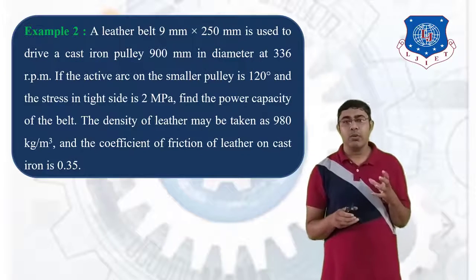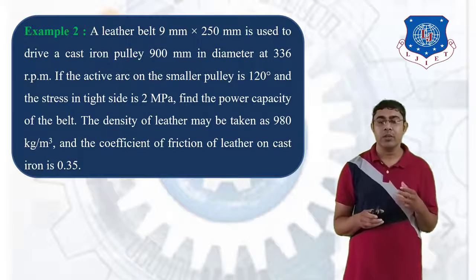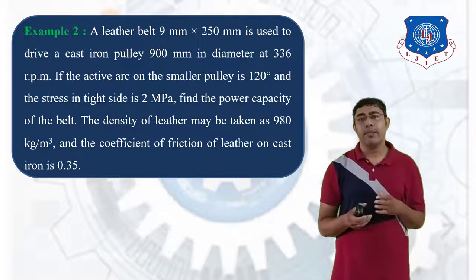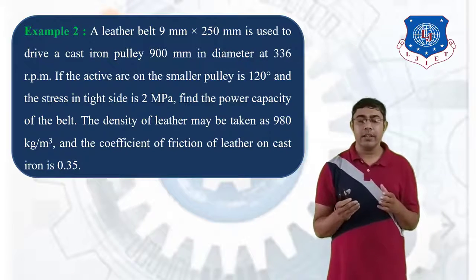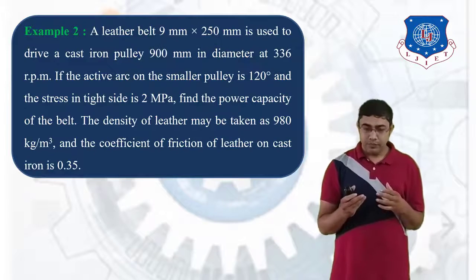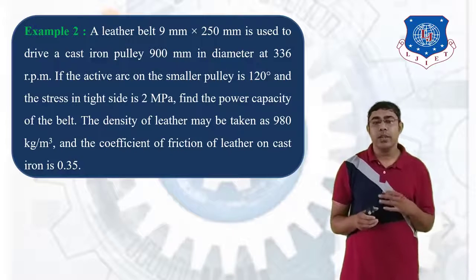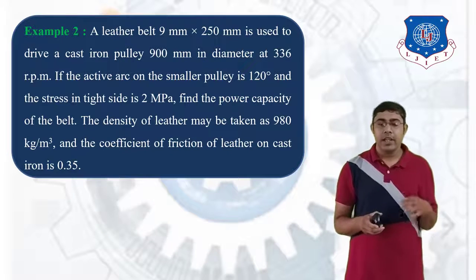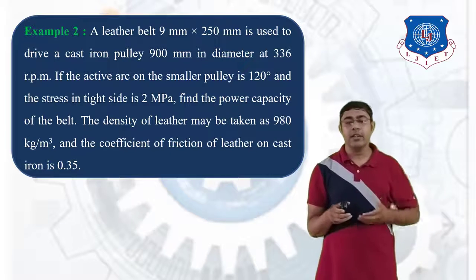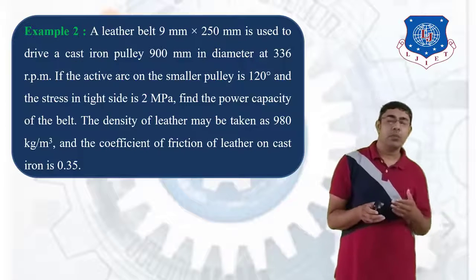The density of the leather belt may be taken as 980 kg per meter cube. So here we have to consider the density of the belt, rho, is equal to 980 kg per meter cube for the leather belt, and the coefficient of friction of leather on cast iron is 0.35. So nu is given, that is 0.35. Here in this case we are given the cross sectional area, and also we are given the density of the belt.